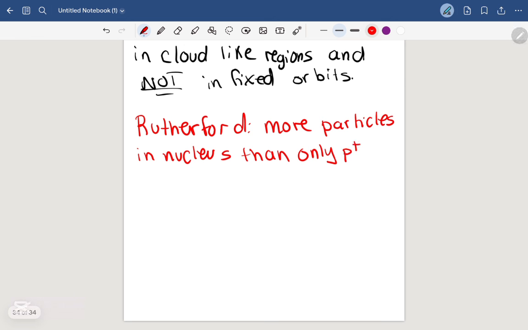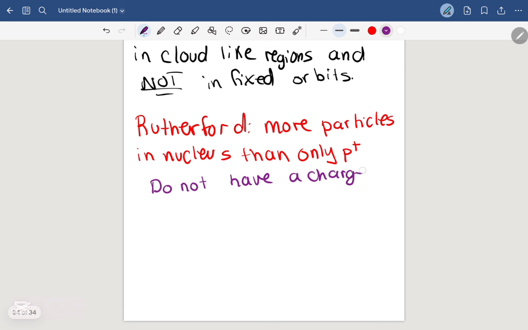But what's the thing? The thing is that these particles are not affecting, because we know that we have a positive charge, which is protons, and a negative charge, which is electrons, and they will balance each other out. So if there's more particles in the nucleus and they're not affecting the relation between the positive and the negative charge, then he said that they do not have a charge.